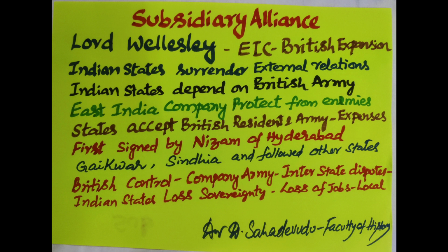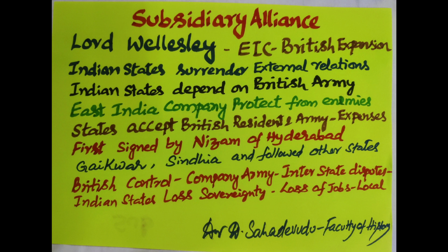British resident. A British resident, usually a political agent, would be stationed at the court of the princely state to advise and influence the ruler. This resident acted as a representative of the British government and monitored the state's internal and external affairs. No alliance with other powers.